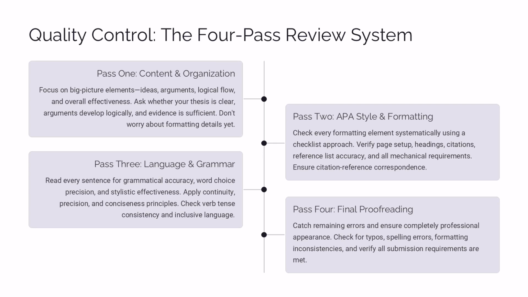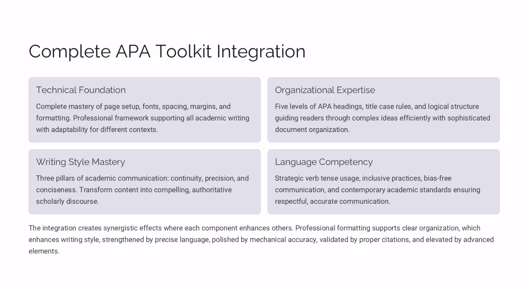The 4-pass system prevents the overwhelming feeling that can come from trying to address all aspects of writing simultaneously. By focusing on different elements in each pass, you can give appropriate attention to each aspect of your work while maintaining efficiency and thoroughness. Adapt the 4-pass system to your own writing process and the specific requirements of different assignments. Some papers might need additional passes for specialized requirements, while others might allow you to combine certain passes when time is limited.